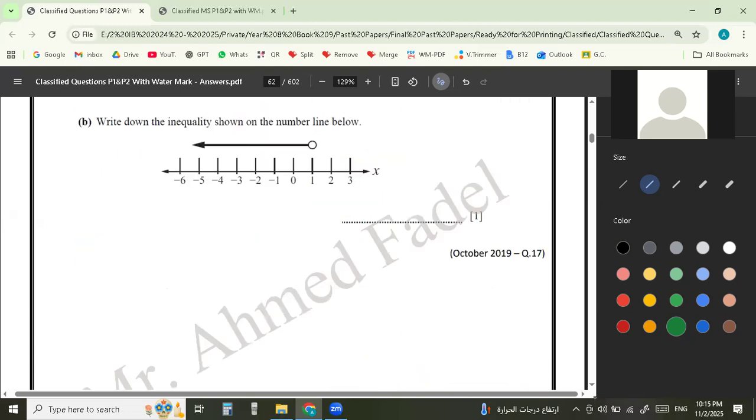Here, they want an inequality that represents this. So here I'm going to say x is what? Is x greater than 1? No, mister. It would have been going this direction, but it's less than 1. So is it equal to 1? Is 1 included? No, mister. 1 is not included. The circle is open. It's not shaded. So x is less than 1 and there is no equal sign.